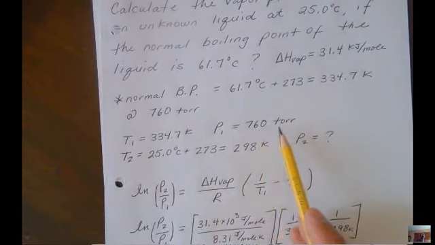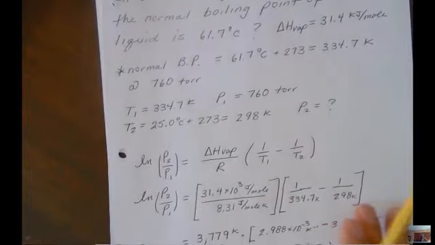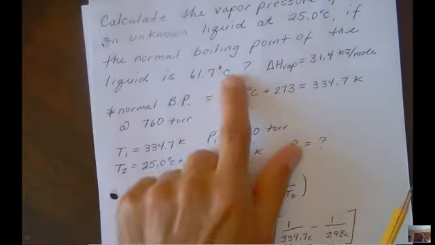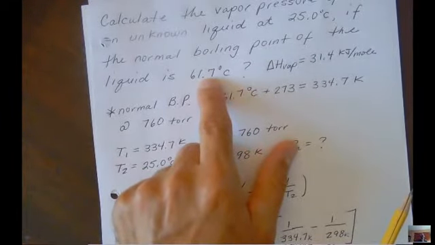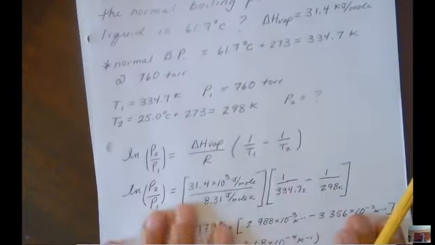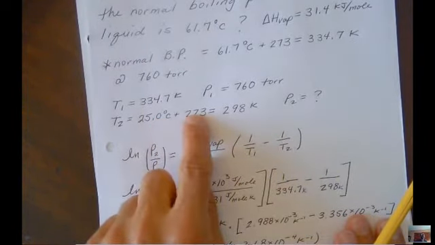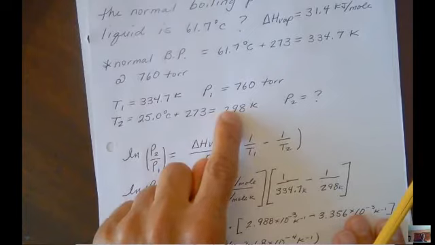Right? So that's what I'm predicting. P2 is lower. Why? Because T2 is lower. Okay, what is T2? Well, we want to calculate it at 25 degrees C. We have it at 61. We want to calculate it at 25. But again, my T2 has got to be in Kelvin. So take 25 plus 273 to give me 298.